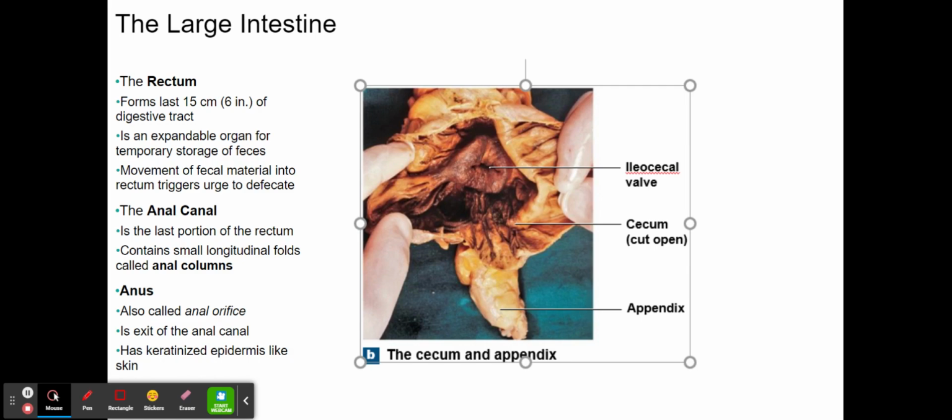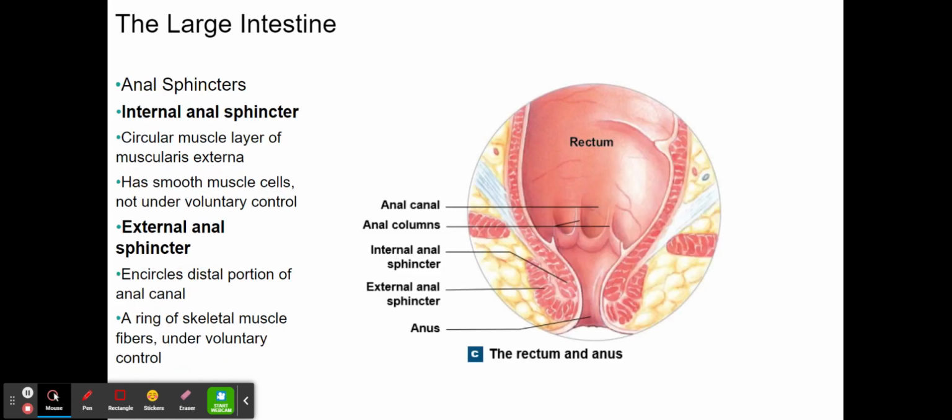The sigmoid colon empties into the rectum. The large intestine receives blood from the branches of the superior mesenteric and inferior mesenteric arteries. The superior mesenteric and inferior mesenteric veins collect venous blood from the large intestine. The rectum forms the last 15 centimeters of the digestive tract. It's an expandable organ for the temporary storage of feces. The movement of fecal material into the rectum triggers the urge to defecate.